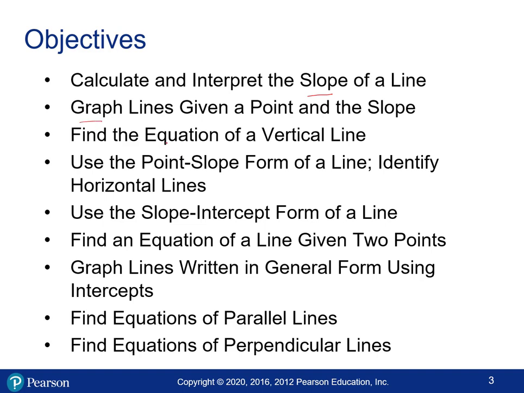We're going to find the equation of a vertical line, and then we're going to use a few different forms of a line. So we have actually a few different equations, if you want to think of it like that. We call them forms of a line, but we're going to use the point-slope form, the slope-intercept form, and then general form. We're also going to use 2 points to graph the line. And then last, we'll talk about parallel and perpendicular lines. So all about lines in this video.